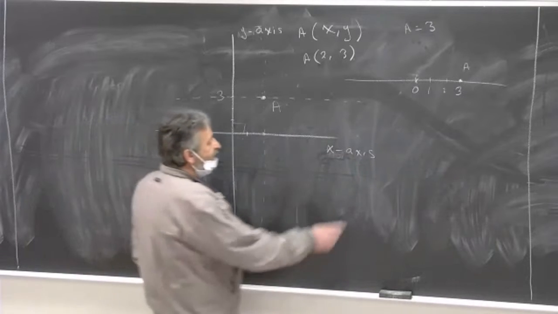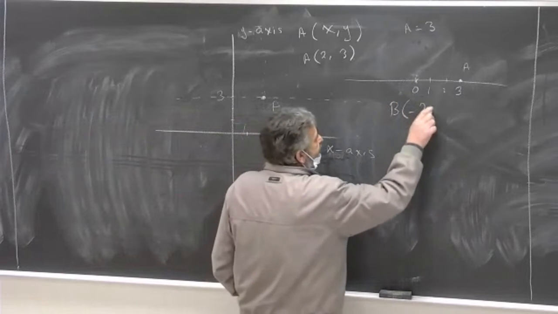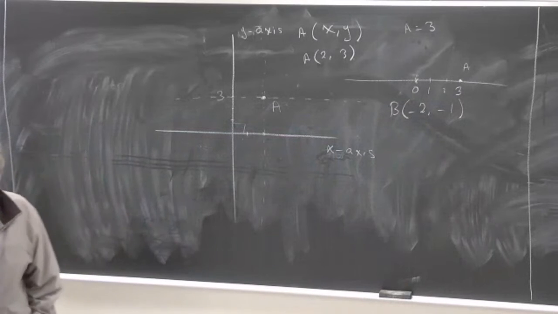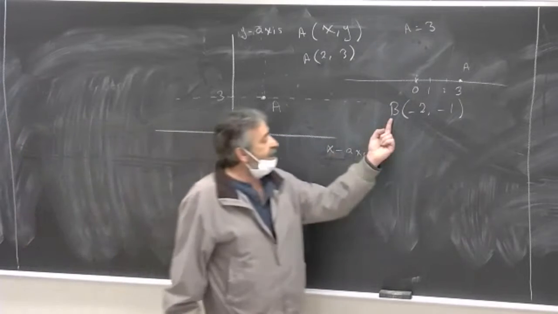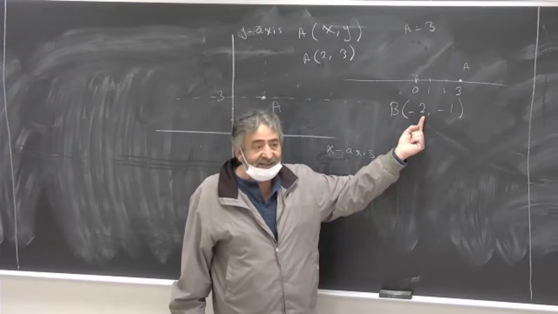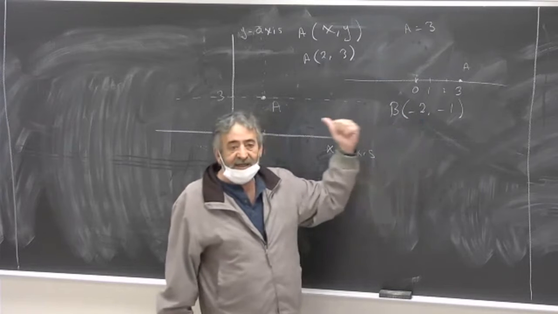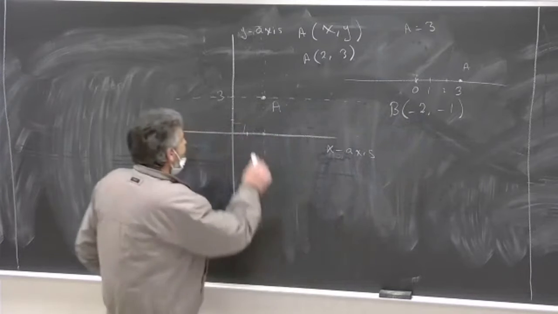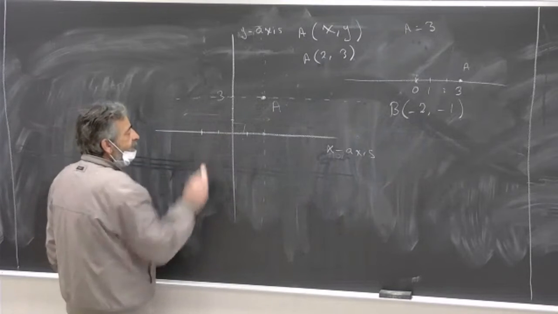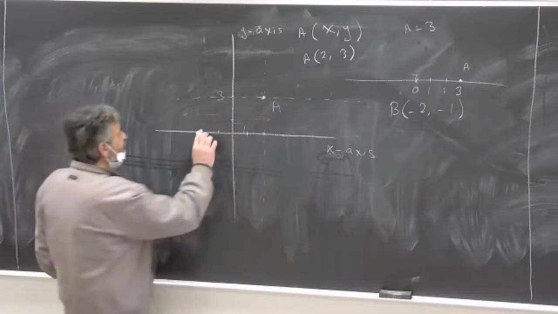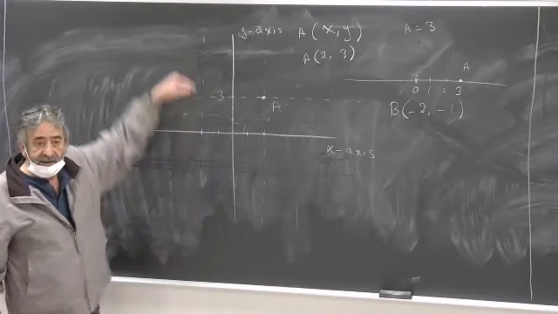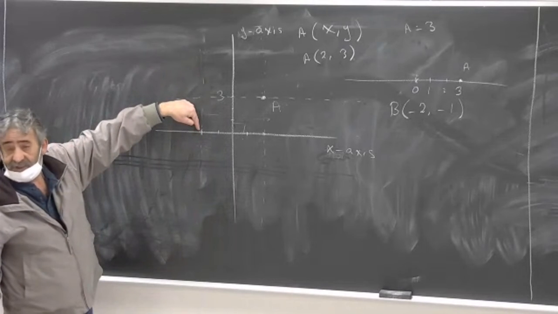So for instance, if I have a point B at (-2, -1), that means B is still 2 units away from the y-axis, but it is in the negative direction. The positive direction goes this way, the negative direction goes this way. So if I go 1, 2, and then look from the top, I'm going to see the point B along this line. So it's going to point to -2 on the x-axis.